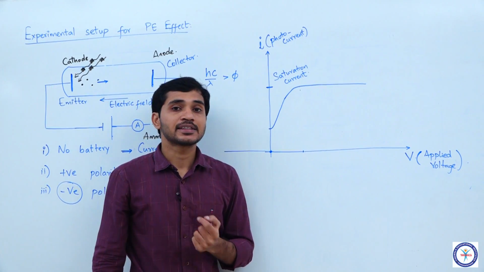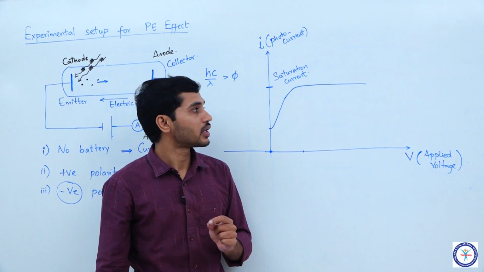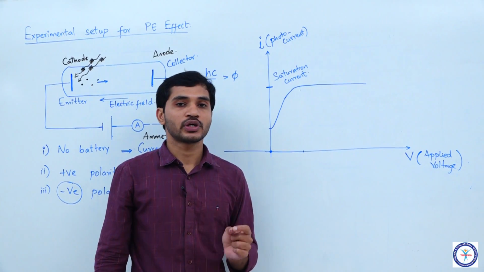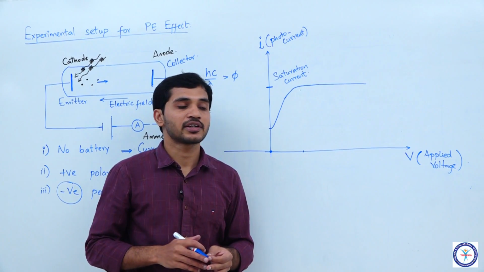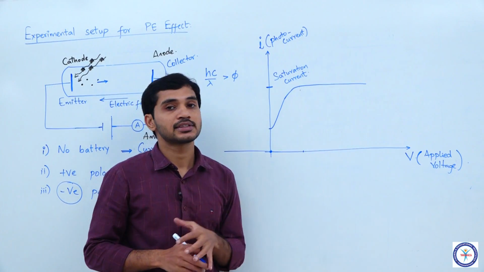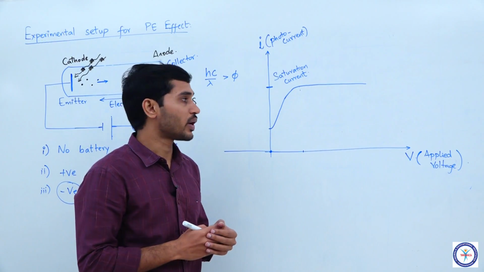Now, understanding why current becomes constant is a very important feature in the photoelectric effect, and most of the questions related to the photoelectric effect would be based on this saturation current itself. So, we will understand that in a while.